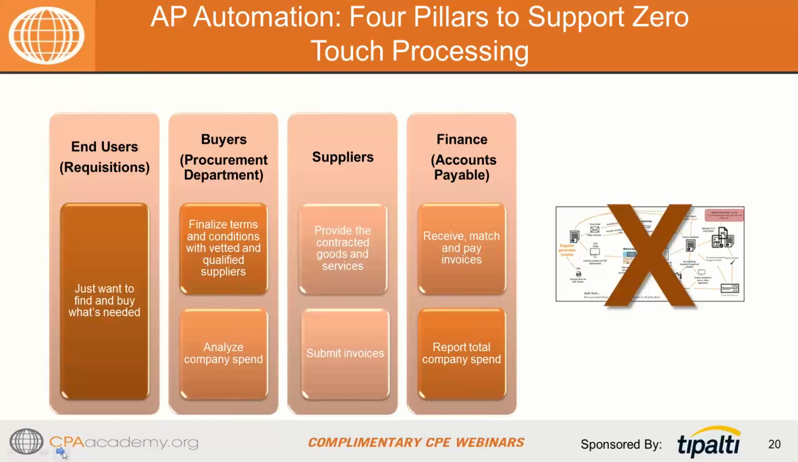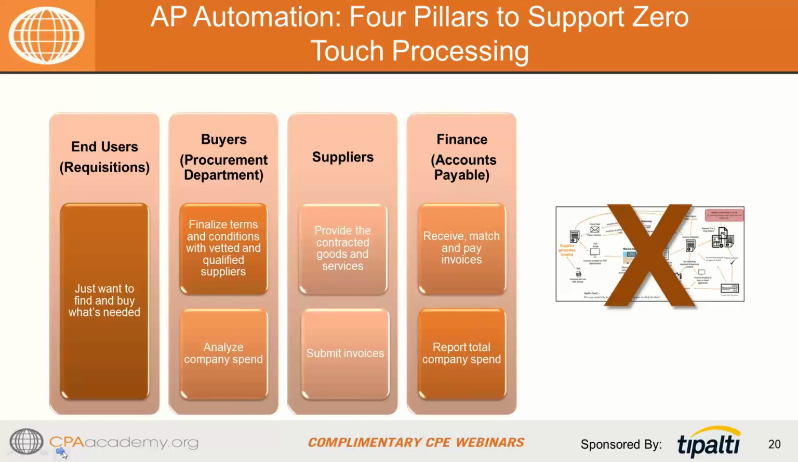Buyers, which is the procurement department, are looking at finalizing terms and conditions with qualified and vetted suppliers. They're usually responsible for analyzing company spend and looking for opportunities for strategic sourcing as well as spend reduction. Next, we have our suppliers, and they're responsible for providing the contracted goods and services and submitting invoices, hopefully in electronic format. Then finance or accounts payable receives, matches, and pays the invoice and has the opportunity with the correct data to report total company spend.